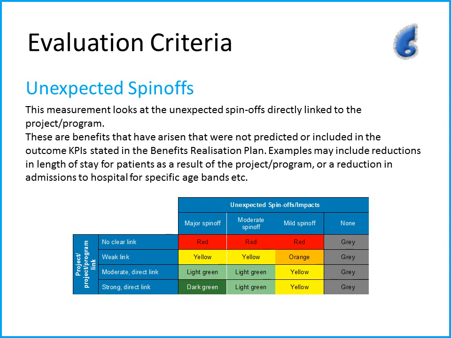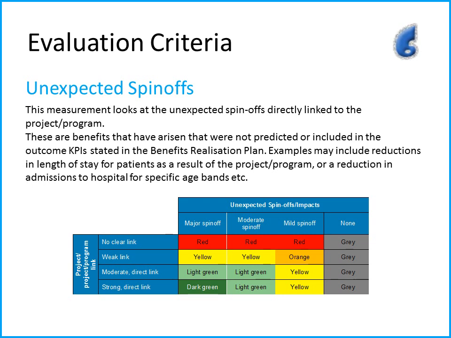So the last evaluation criteria is unexpected spin-offs. So this is looking at things that were really beneficial but weren't identified in the benefits realisation plan. This may be because we weren't expecting this to happen. This is things that were very positive.